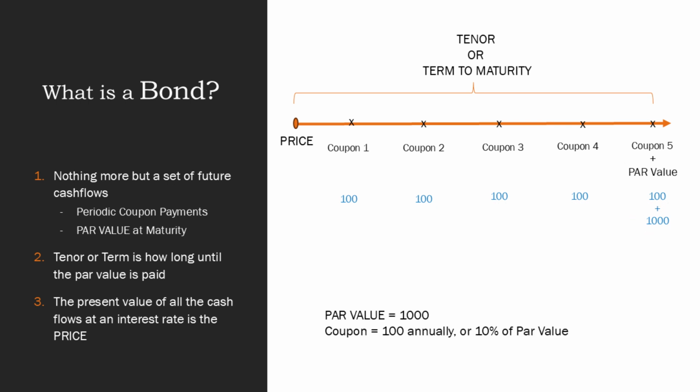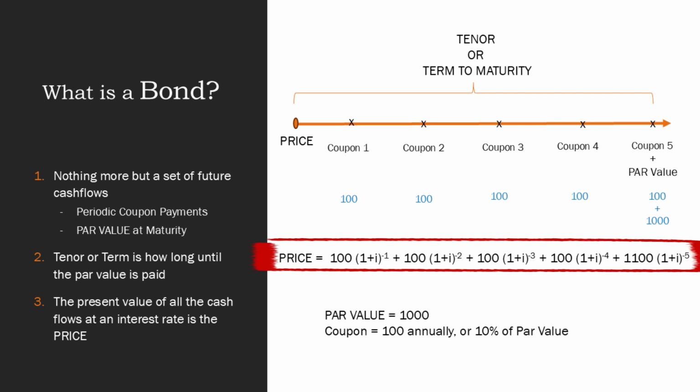Here, the par value is 1,000 and the coupon is 100 annually, or 10% of par value. Now, the price of the bond is nothing more but the present value of all the cash flows at an interest rate. And therefore, we just take a look at each cash flow and get the present value, or we discount them to the present.